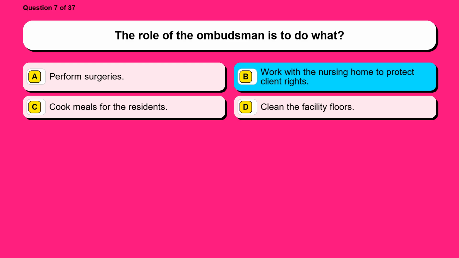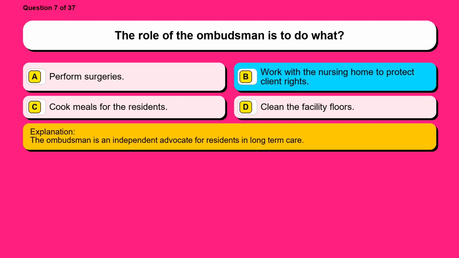The correct answer is option B. Work with the nursing home to protect client rights. The ombudsman is an independent advocate for residents in long-term care.